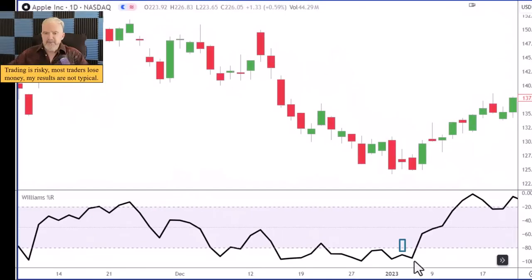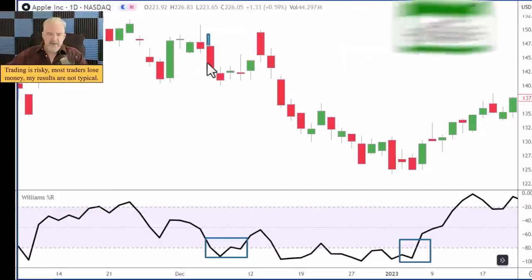Several signals before this. See, that's where textbooks will say, oh, this is where you buy. And that's why we call them textbook examples. So they're perfect. But the market's not perfect. It's noisy. And so we had that signal back here, and that didn't go anywhere.